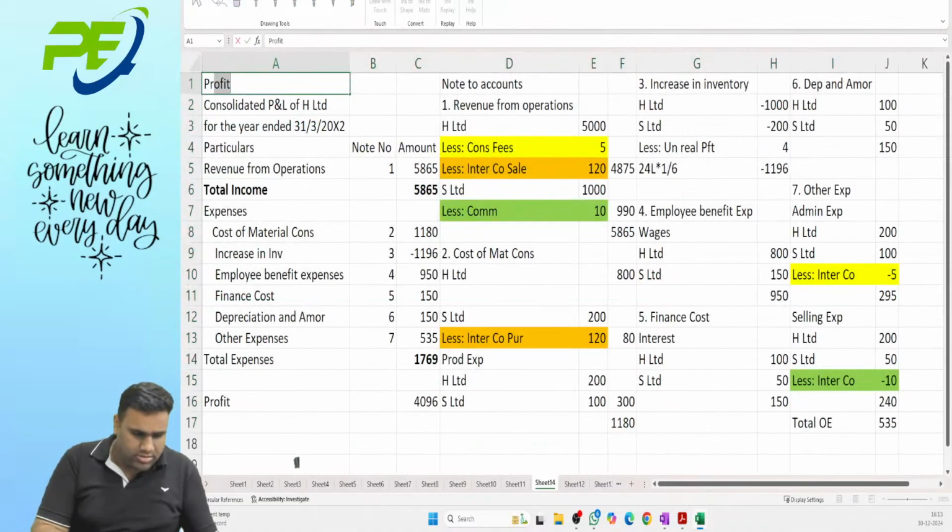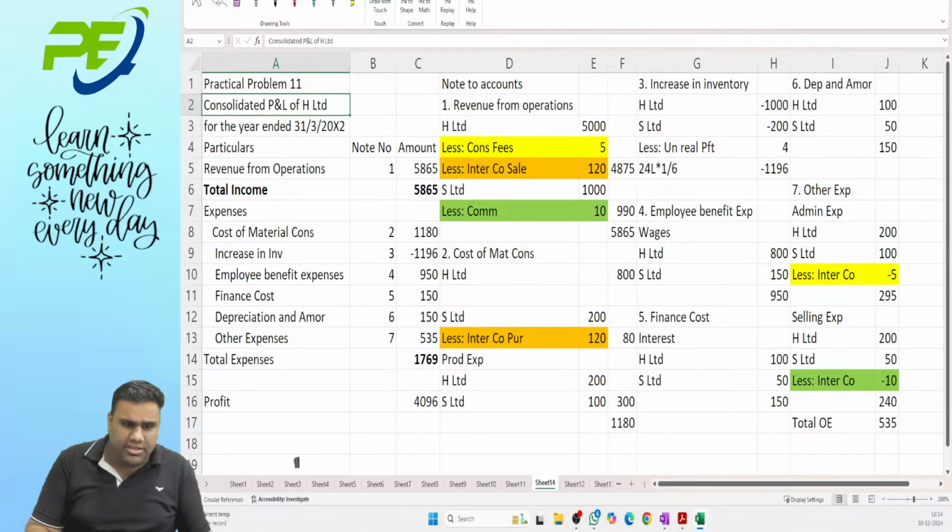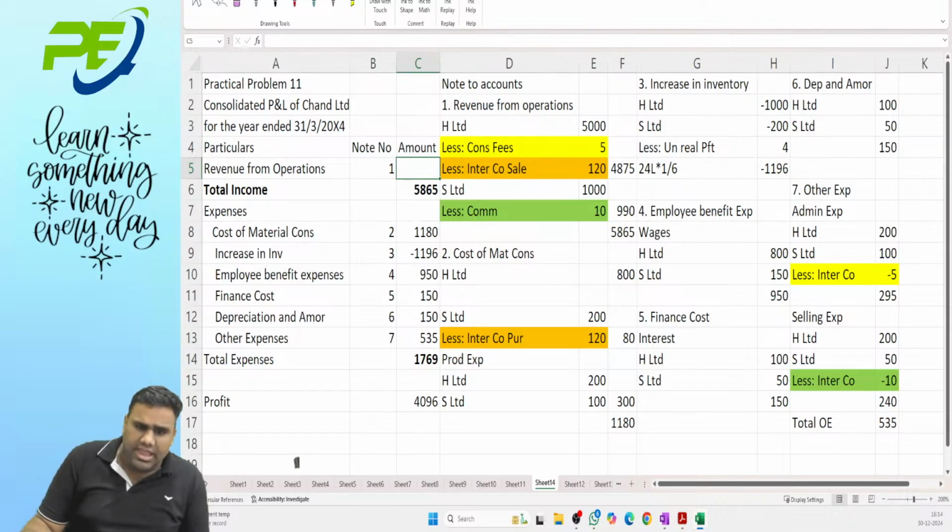So this is practical problem 11. Consolidated P&L of Chand Limited for the year ended 31st March 20x4. Particulars, note number, and the first one is revenue from operations. Can we begin, everyone? Yes.